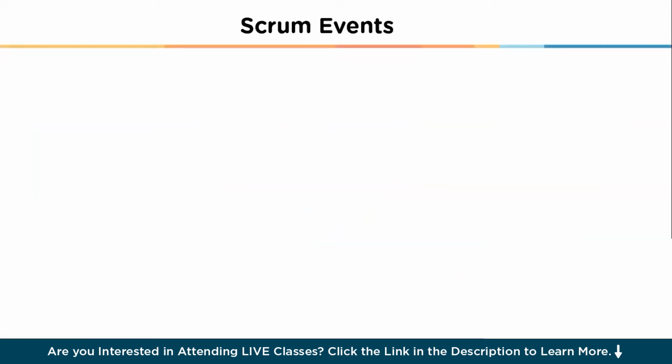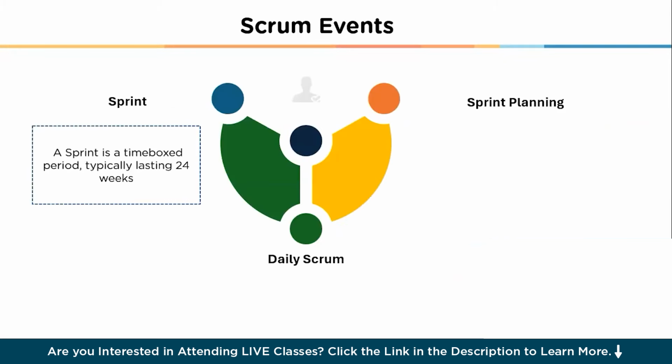Now let us move on and discuss some of the Scrum events. The first one that we have is sprint. A sprint is a time boxed period typically lasting 2-4 weeks, during which the team works to create a product increment. The fixed duration of the sprint provides a regular rhythm for the team, promoting consistent delivery and continuous improvement. Each sprint begins with a sprint planning and ends with a sprint review and sprint retrospective.